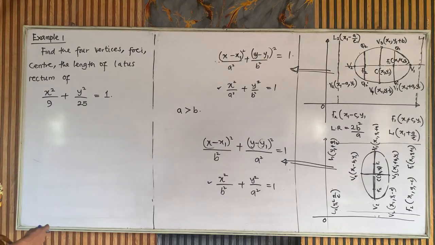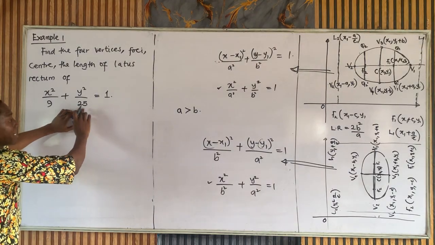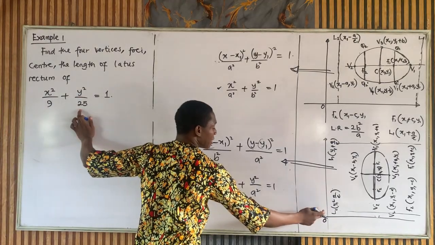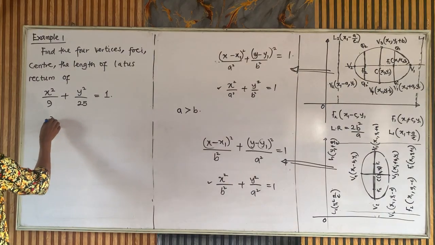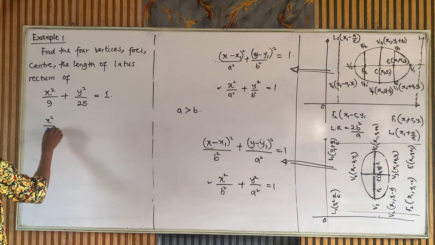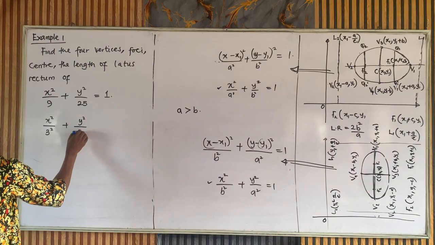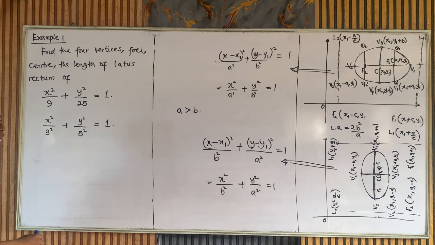Now, if you look here, the greater value is under the y. That tells me it's of this type, where the center is at the origin. Since the greater value is under the y, I can write this as x squared over 3 squared plus y squared over 5 squared, since 25 is 5 squared. And this is what we have here.